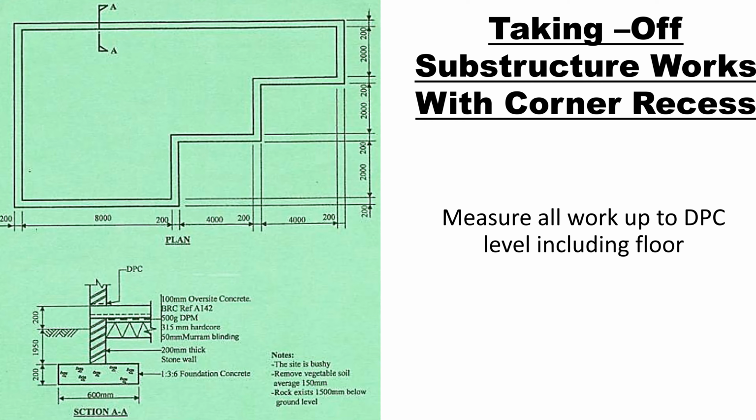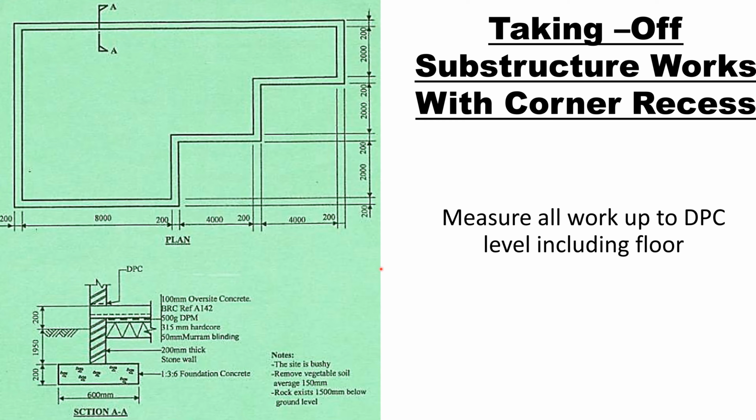We are taking off the substructure works. It's a simple plan. It has recesses. Actually, it has two corner recesses. Then you can see from the plan, we have the section AA, which is just a simple section because it's a strip footing whose width is 600 millimeters, and the thickness of the concrete at the bottom is 200. Then the height to the ground level is 1950. Then the height to the top of the oversite concrete is 200.